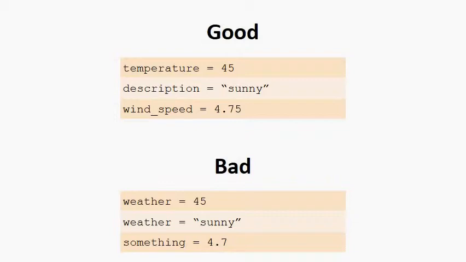In the code shown here, the top three properties are very clear and descriptive: temperature, description, wind_speed. In the bottom code, two of the properties have the same name, weather and weather, and one of the properties is totally vague, something.